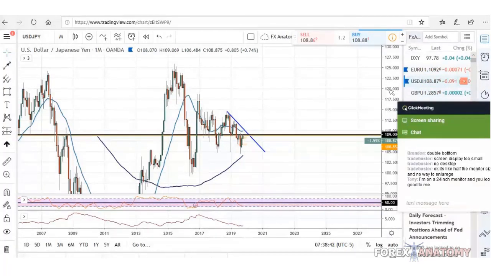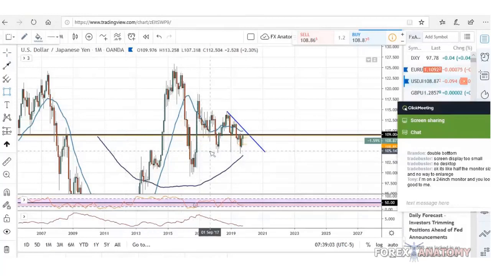The reason why is because it's just been kind of crazy. There's been a lot of indecision. It's just been a hard pair to really grapple with and figure out what's happening lately. But if we look at the daily, it's pretty apparent that price found resistance at these lows right here.